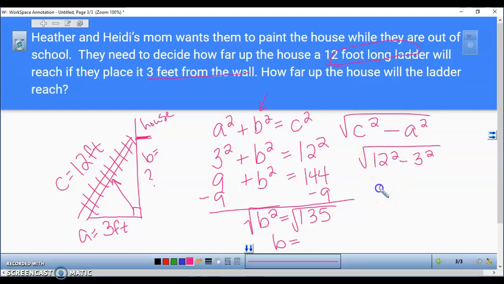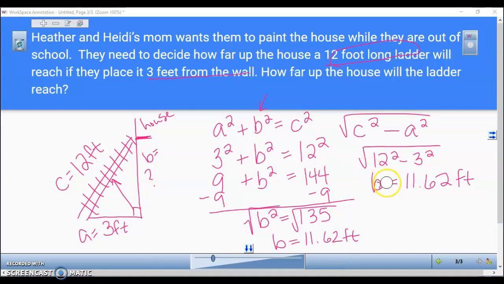Put that in the calculator just like that, and it will tell you that my B value is about, let's round to the nearest hundredth, 11.62, and I do need my unit here. This is feet. So 11.62 feet. And remember, when we're estimating or rounding, we could change that equal sign to the squiggly, which means approximately or about. So let's go ahead and round to the nearest hundredth on all of these.